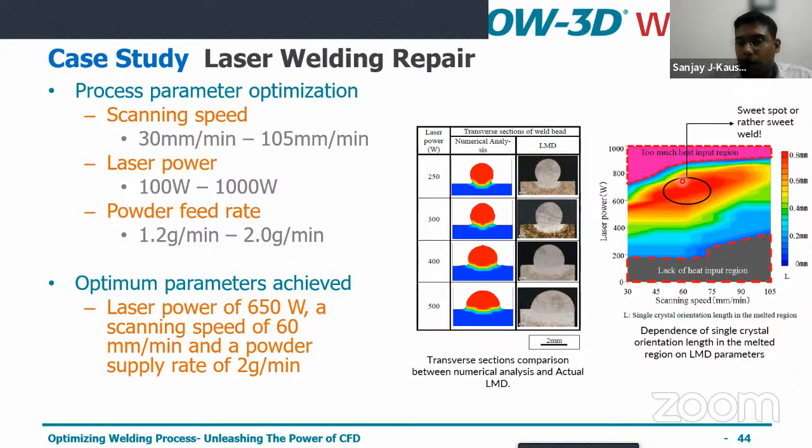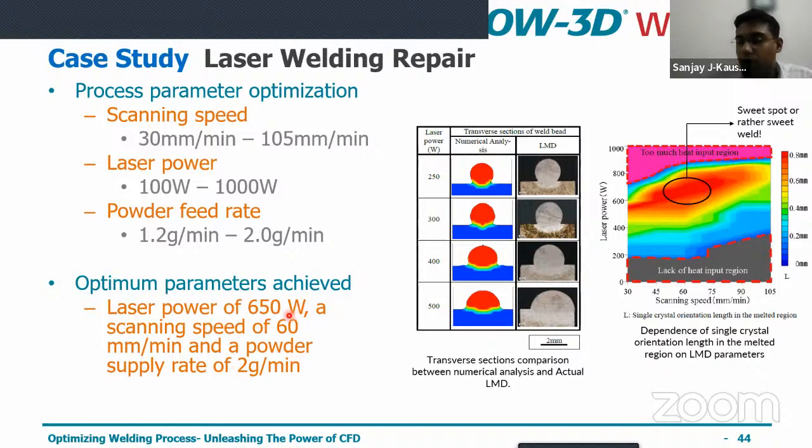Now what this achieved for them is the perfect crystal formation on the crystal blades with the minimum of what is required. They did not go for the maximum of what is required. What they achieved is 650 watts of power, a scanning speed of 60 mm per minute, and a powder supply rate of 2 grams per minute. This can also be achieved with 1000 watts of power.